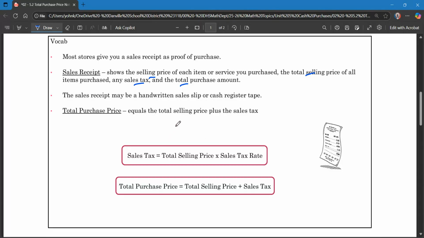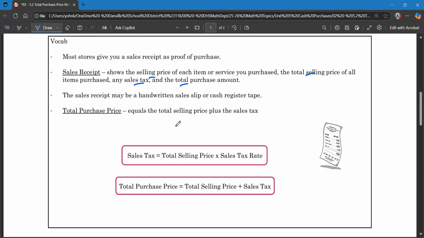And this sales receipt might be a handwritten sales receipt. Usually it's a cash register tape, but it depends where you go. I went to a flower store last weekend and they hand wrote it. But I go to other places and it's automatic on a register. So every place is different.